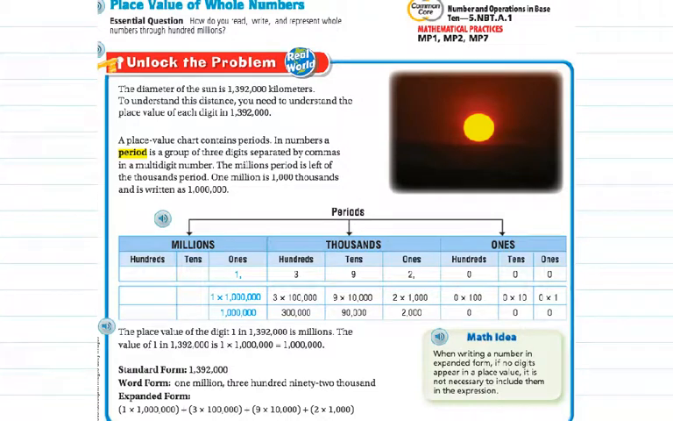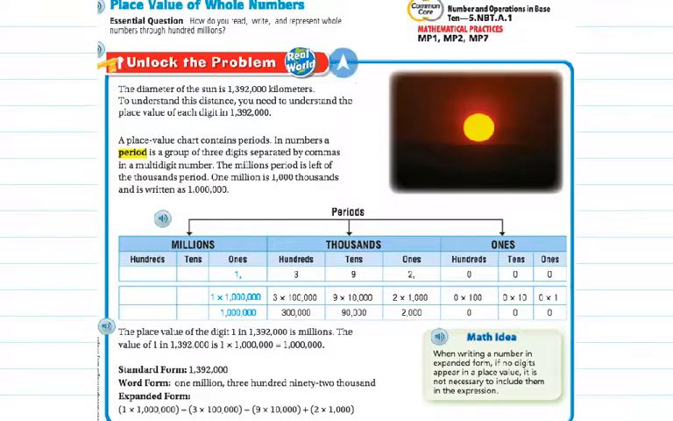Students, in lesson point 2, we will be working on place value of whole numbers, and our essential question for this lesson is, how do you read, write, and represent whole numbers through 100 millions? So today the focus of our class is going to be understanding the different representational methods that we can use for whole numbers. The reason why we start with the essential question is that's what we want to know or have learned by the end of the lesson.